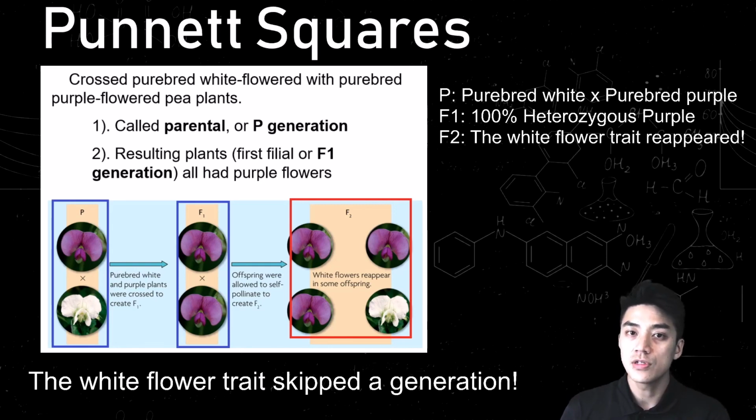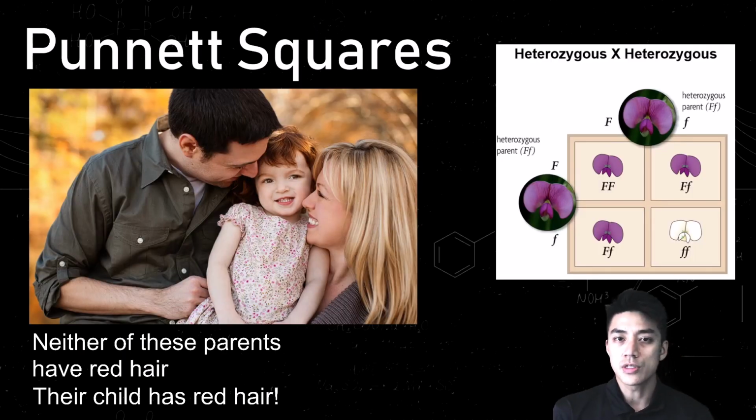in the F2 generation. So you might be wondering to yourself, how can 2 purple flowers cross and create offspring that have white flowers? Well, if you think about it, if you look at the picture of this family, neither of the parents have red hair, but their child has red hair. So that means these parents are carriers for the red hair gene, and this child happened to get 2 recessive alleles, and that's why she has red hair.